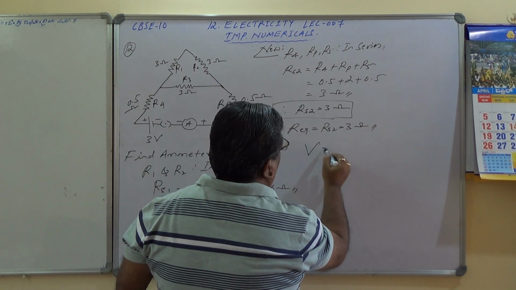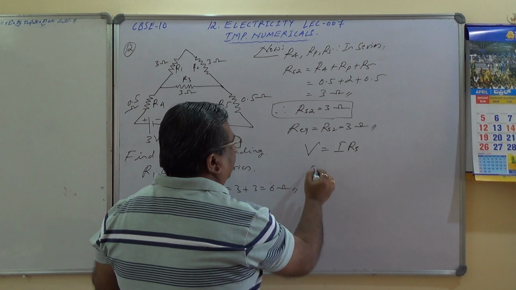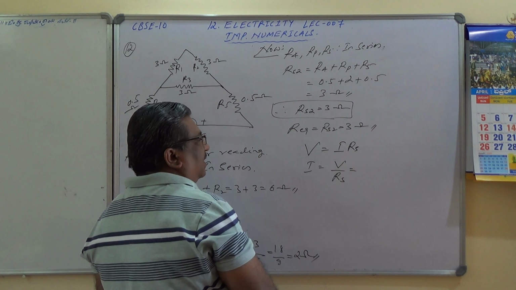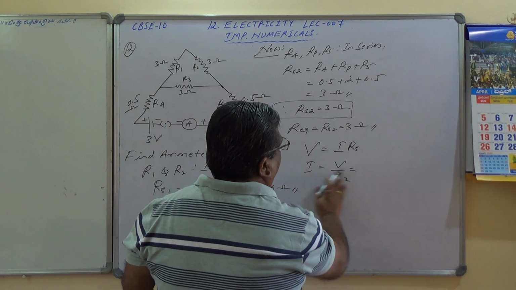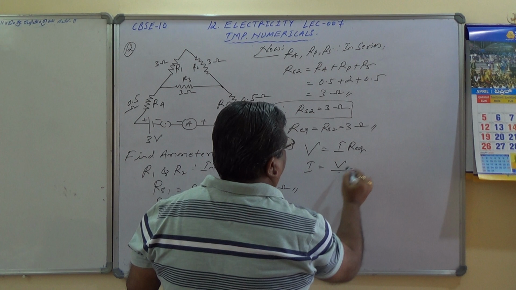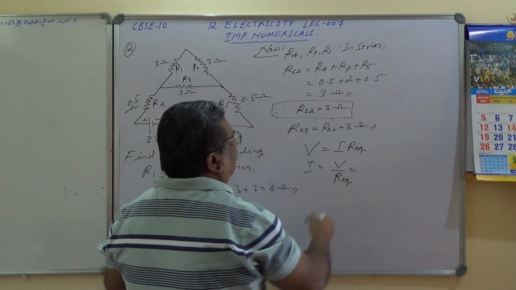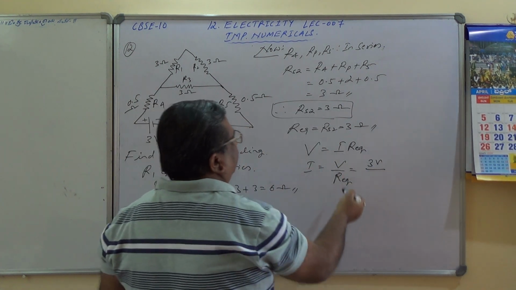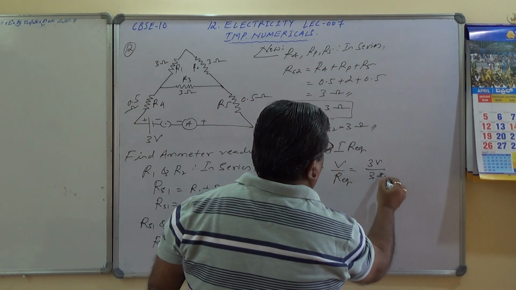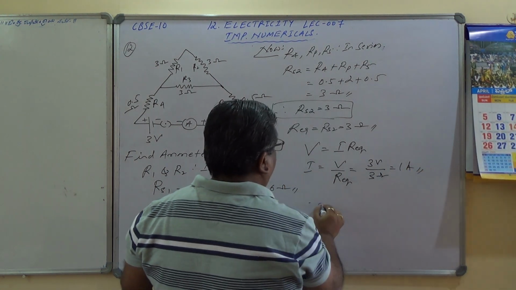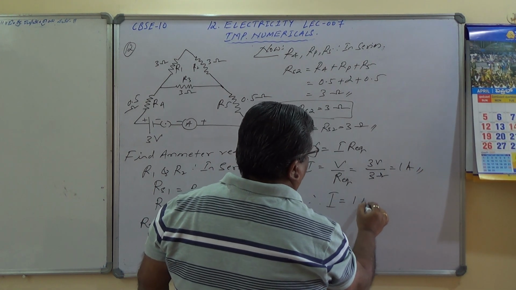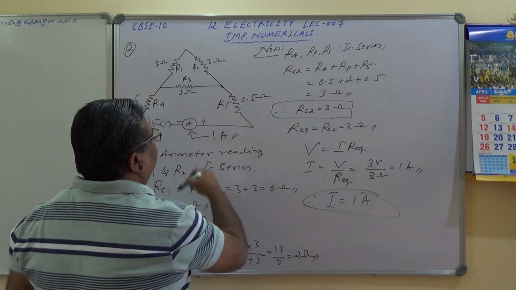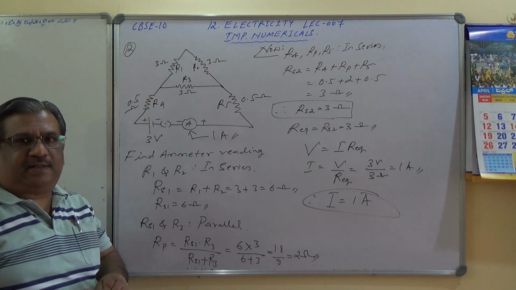By Ohm's law, V equals I into RS. So I equals V divided by RS. RS or R equivalent, both are the same now. Therefore voltage is how much? 3 volts divided by R equivalent, which is 3 ohms, which equals 1 amp. Therefore current through the circuit is 1 amp. So this is what it indicates. 1 amp is the answer for this. I hope you are understanding.